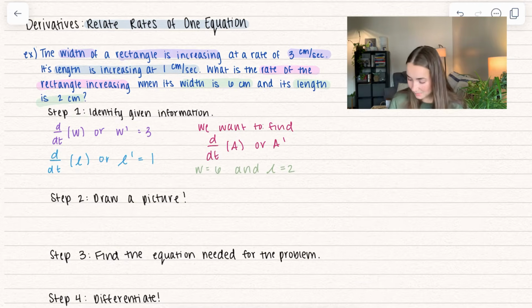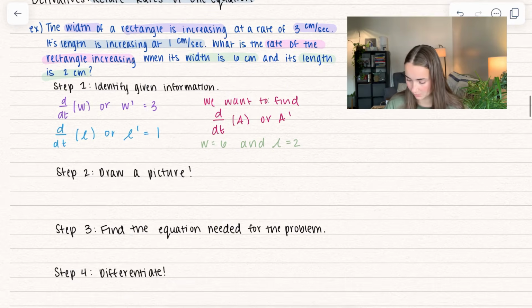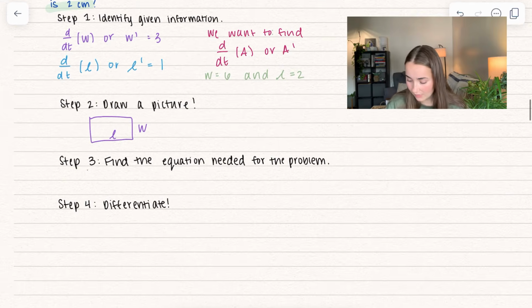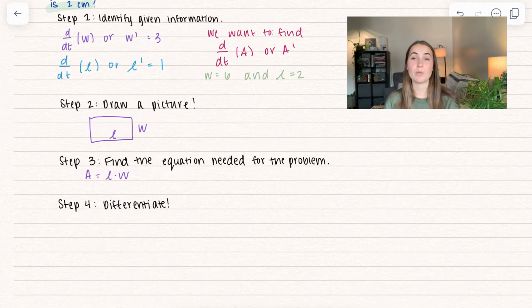Alrighty, so our second piece is always to try to draw a picture. I'm just going to draw a picture of a rectangle, right? When we have a rectangle, we know that we have the length and we have the width. This picture always helps us visualize it, and it also helps us know which kind of equations we're going to work with. So in our case, we know that the area of a rectangle is equal to length times width. And what we want to do in our fourth step is differentiate that.